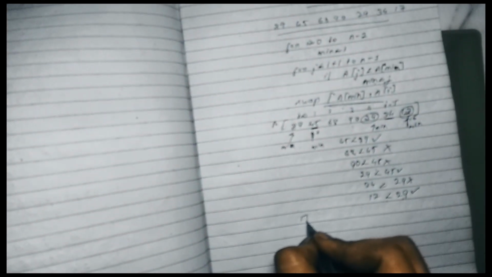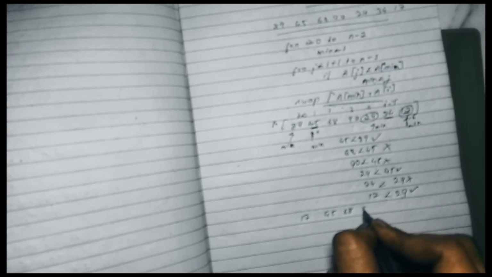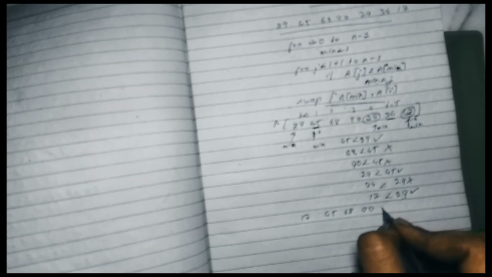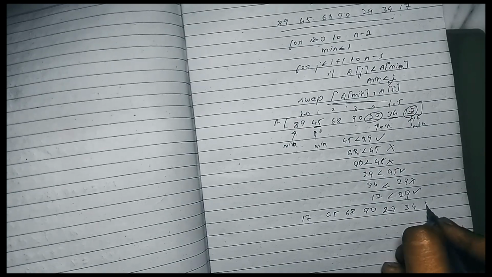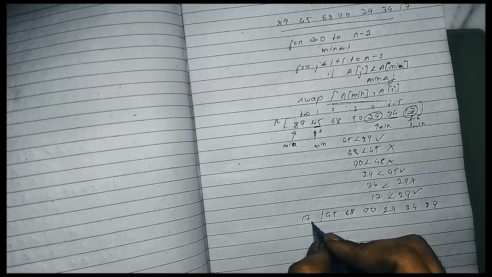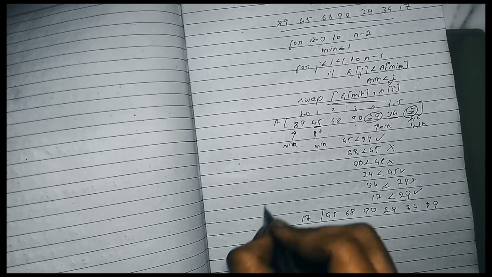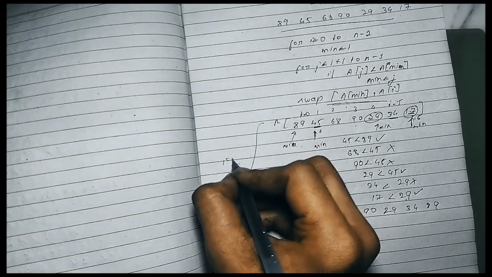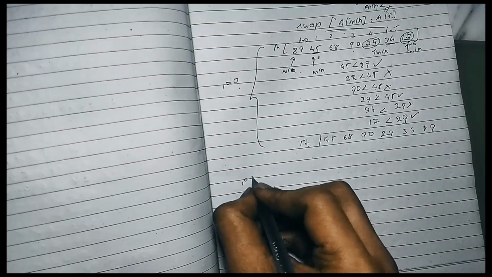So here 17, and the rest all remain the same: 45, 68, 90, 29, 34, 89. Now 17 is sorted and the rest of the elements are left. This is for the i equal to 0 iteration. Okay. Then the i equal to 1 iteration.